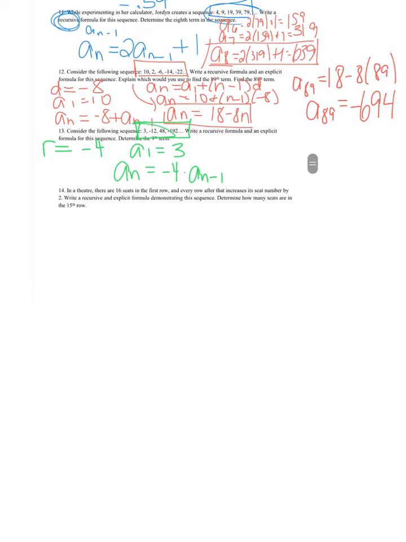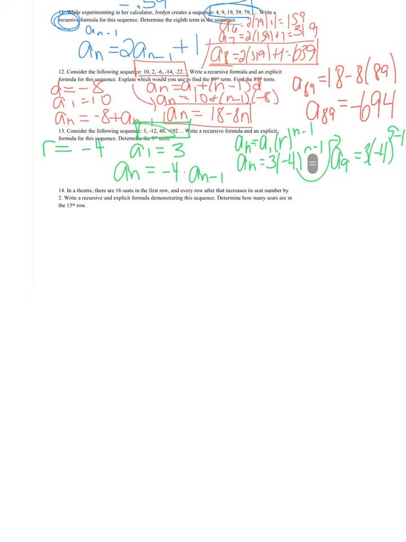For the explicit formula of a geometric sequence, that's on your reference sheet. That is a sub n is equal to a sub 1 times r raised to the n minus 1. So here, a sub n is equal to 3 times -4 raised to the n minus 1. To figure out the 9th term, I'm going to use this formula and plug in 9 for n. So a sub 9 is equal to 3 times -4 raised to the 9 minus 1.